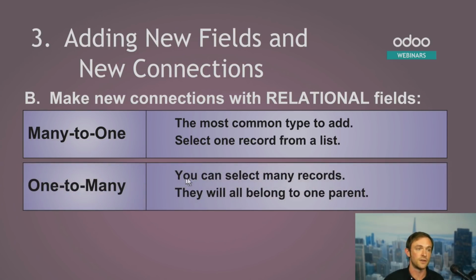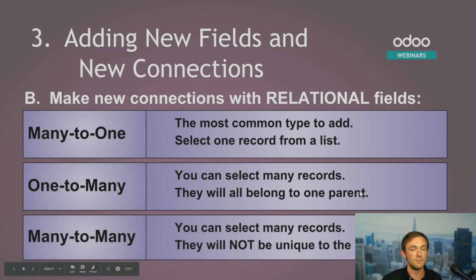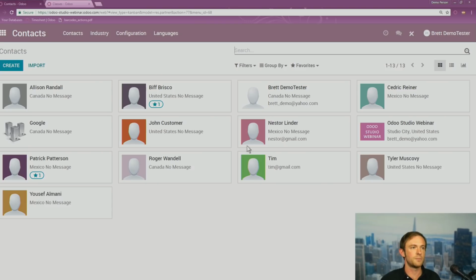One-to-many, on the other hand, you can select many different options for it, so you can keep on adding new options or selections for it, but they're all going to belong uniquely to that one parent model. I'll demonstrate that in a second. And then finally, many-to-many, where you can select many different records, but they're not going to be unique to that parent. So to demonstrate, I would say the many-to-one field, real quick. I'll go ahead and jump into the database here.